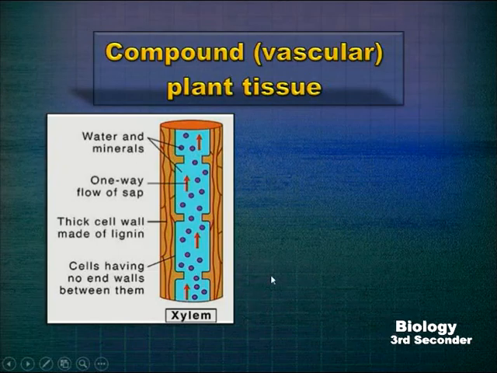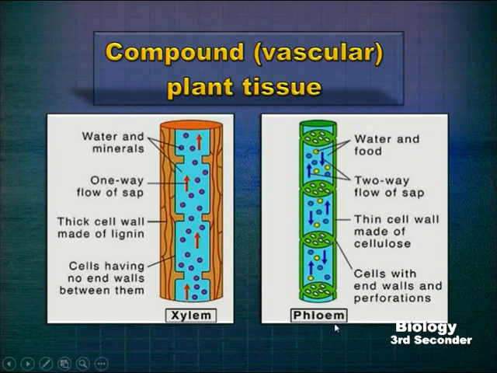Another tissue is phloem. Phloem is a compound plant tissue, also; it consists of sieve tubes and companion cells. The function of phloem is to transport food made in the plant leaves to all parts of the plant.